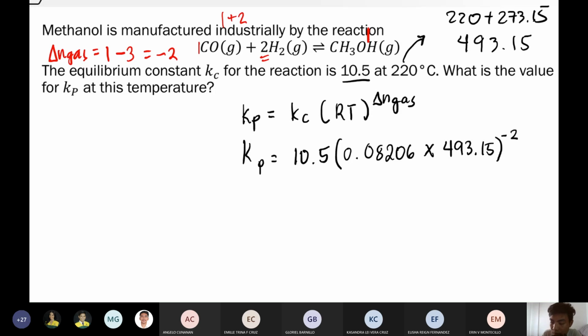Pakipindot na lang sa calcu. Okay, so in 2 decimal places, our final answer is 6.41 times 10 raised to negative 3. So that is the value of Kp. So again, look, magkaiba yung Kp and Kc. However, they still have relationship, kasi we have the same equation naman. We have the same substances, kaya related sila sa isa't isa.